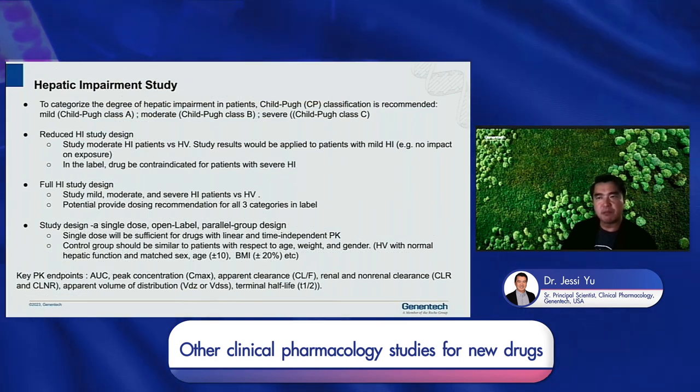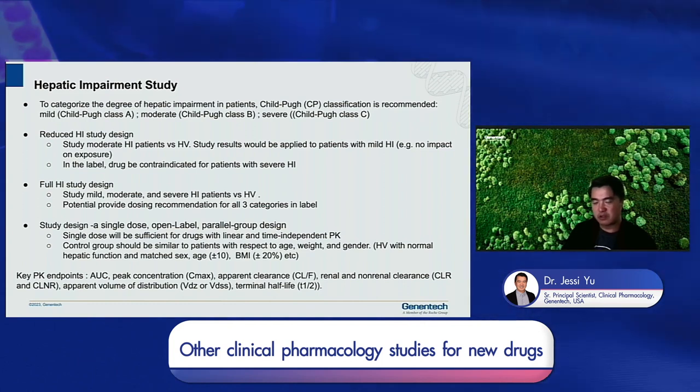Then similarly for the hepatic impairment study, it's also an open label parallel design, and really the goal here is to enroll volunteers with various degrees of hepatic impairment, which is characterized by the Child-Pugh criteria, and you also want to enroll what we call matched healthy volunteers. It's really based on baseline demographic information such as gender, body weight, age, etc.